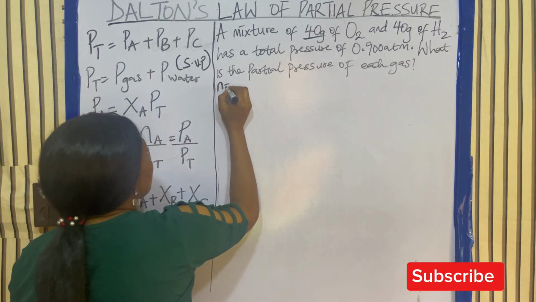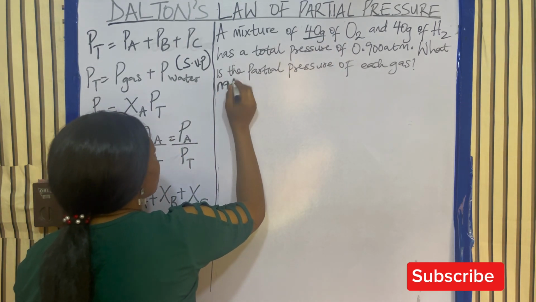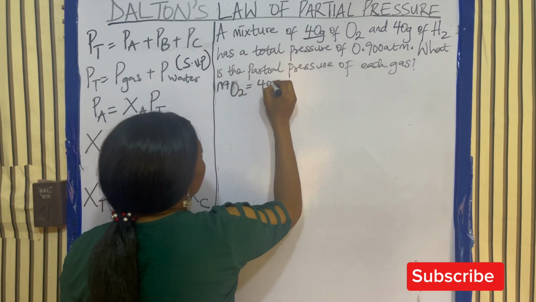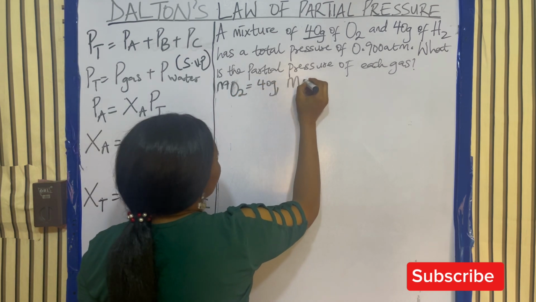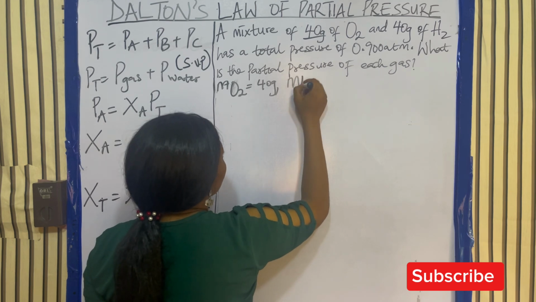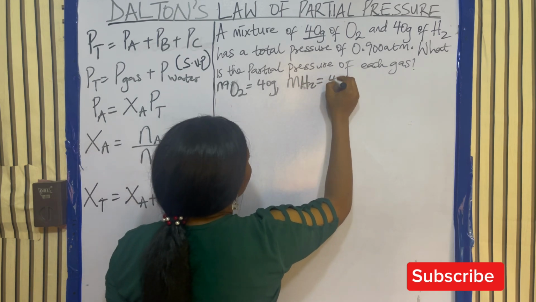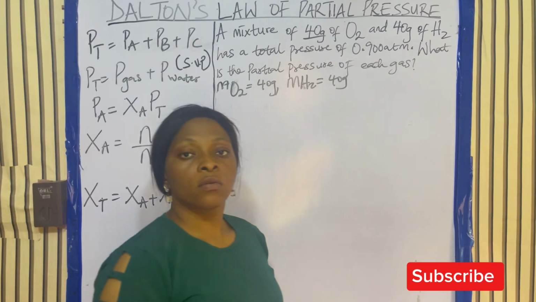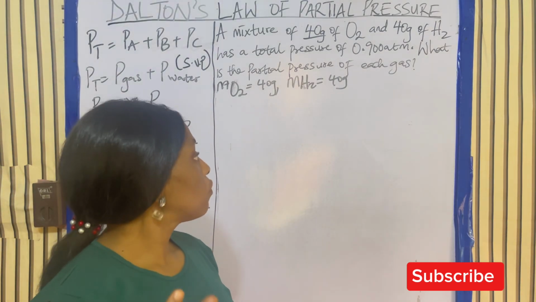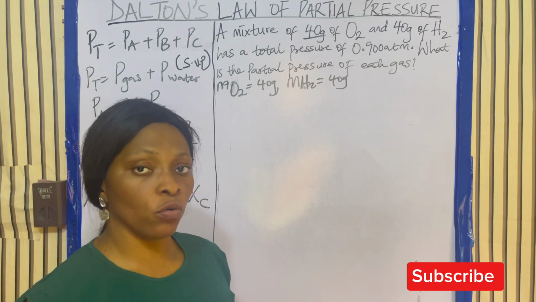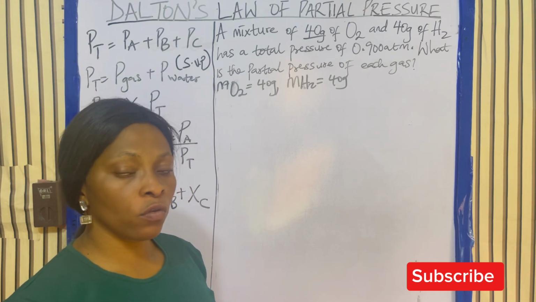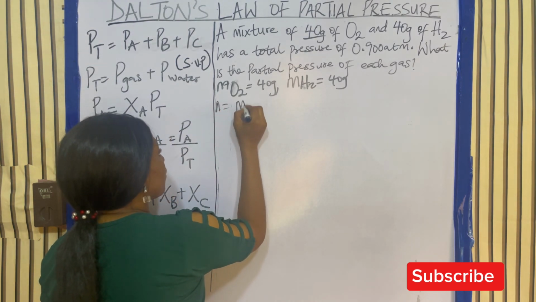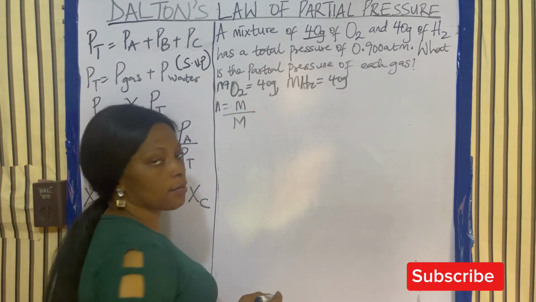We are given the mass in gram of oxygen to be 40 grams, and the mass in gram of hydrogen to be 40 grams. And then we're given our pressure. So what are we going to do? We are going to find the number of moles. And to find the number of moles, number of moles is equal to mass in gram over molar mass.